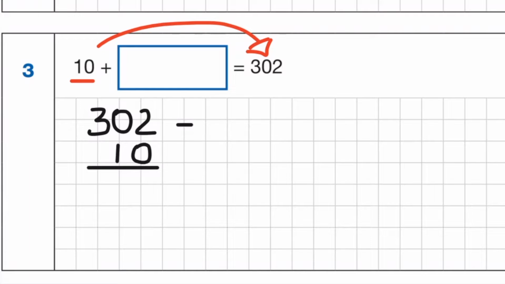2 minus nothing would give us 2. And since there's a 0, we can't do 0 minus 1. So what we do is we borrow from 3. And we make that into a 2. And the 1 that we just borrowed, we turn it into a 10. 10 minus 1 would give us 9. And 2 minus nothing again would just give us 2.